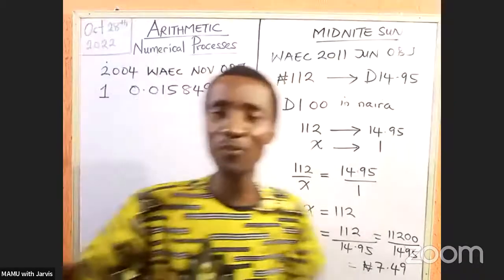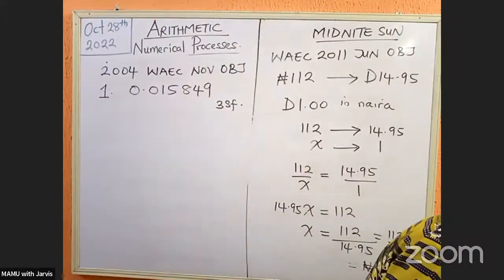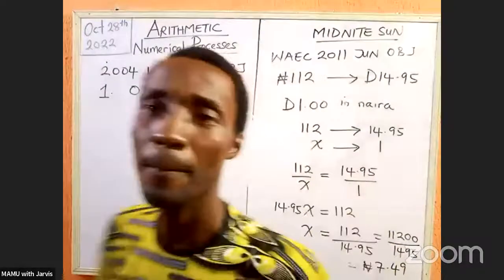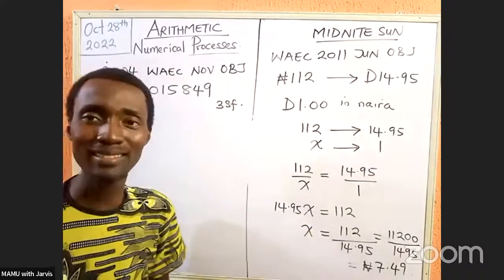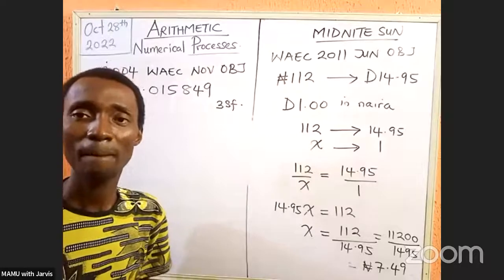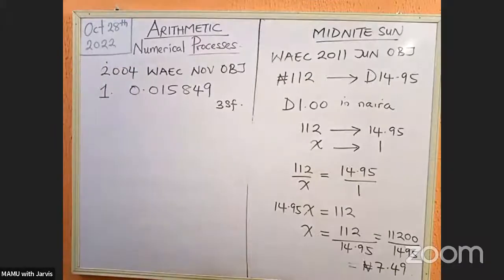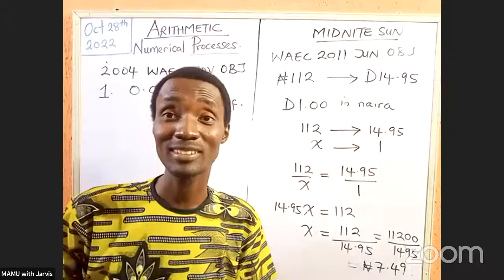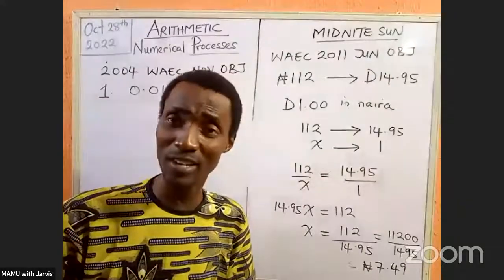Can I have this answer in 20 seconds? Who is going to be that smart? Who is going to be the midnight son or daughter in this class? 0.015849 to 3 significant figures. Wonderful. That's correct. Jaden, awesome. Good. I think that should be grade 8. Awesome. That's a very nice one.